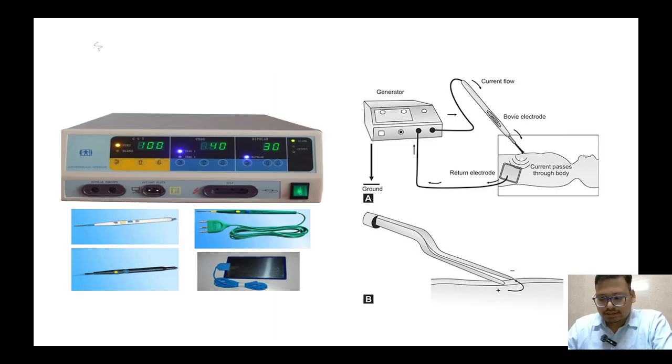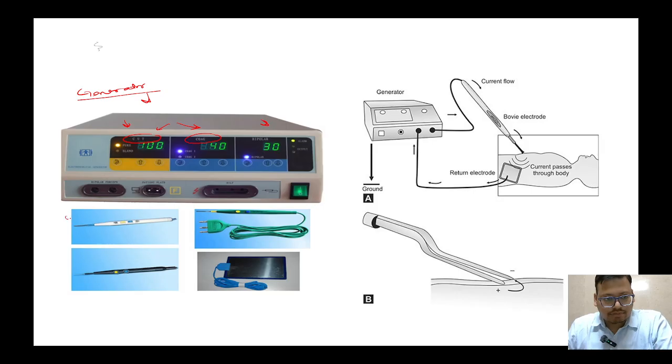You must have seen this instrument inside the OT. This is an electrosurgical generator. So there are three modes. One is monopolar and bipolar. Monopolar has coagulation mode and cutting mode. So blue is for coagulation and yellow is for cutting.